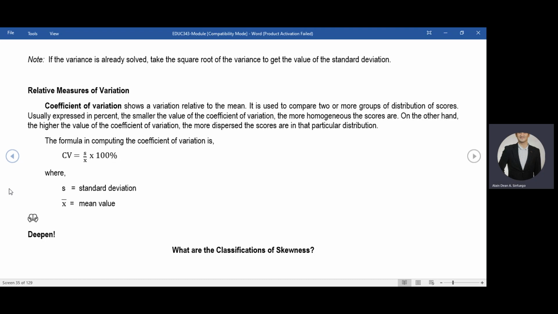On the other hand, the higher the value of the coefficient of variation, the more dispersed the scores are in that particular distribution. The formula, which is denoted by CV, is equal to S over X bar times 100%. Your S there is the standard deviation.